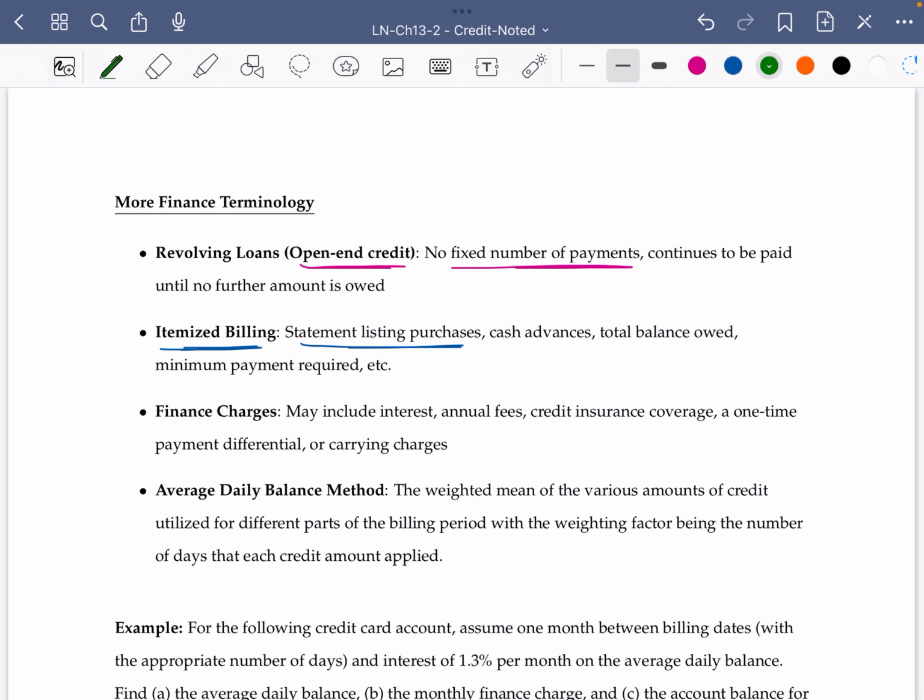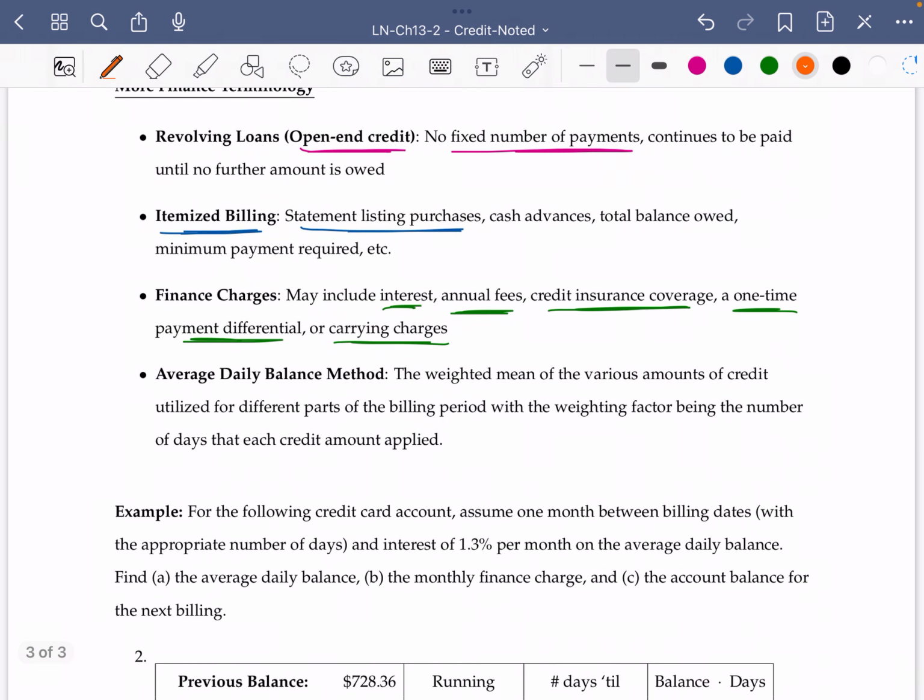The finance charges could include interest. Sometimes there are annual fees. You might have some credit insurance coverage, a one-time payment differential. So there's a variety of things. You might have carrying charges, which are just simply if you have a certain balance, then you have additional fees that they might charge you.